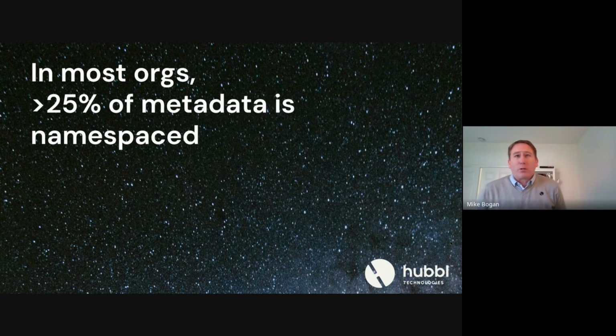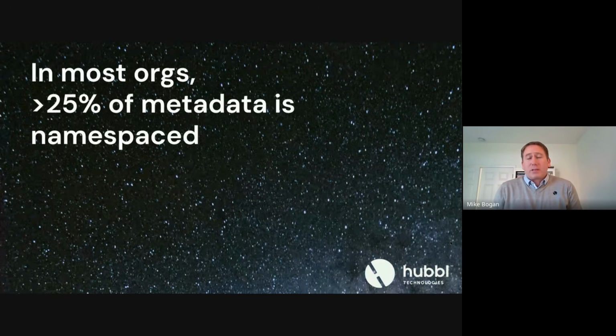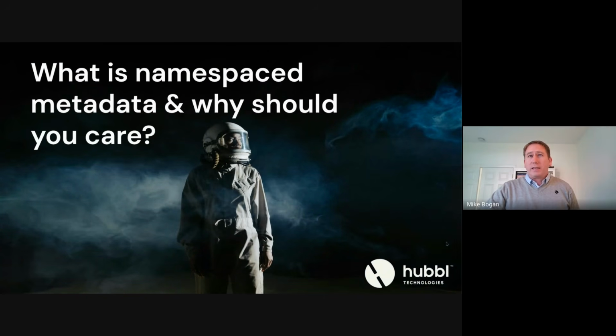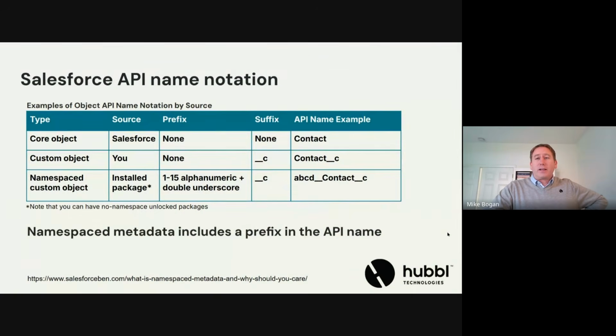Now, what's interesting for what we're talking about today is that in most orgs, 25% of the metadata is namespaced. And a huge amount of that actually comes inside of custom fields as well. So this concept of namespace metadata may be one that you've heard of or you've never heard of, but something we should really dig into, because what is that namespace metadata and why should you actually care about it? This is a critical theme in terms of understanding what we're going into today around packages and apps and how AI can help. So let's look at the Salesforce API name notation.